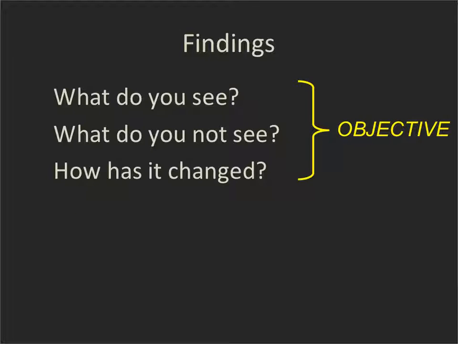All right, so after the very painful technique section, let's move on to something a little bit more interesting. So first of all, we're going to talk about the findings section. So the findings section should include objective information. What do you see? What do you not see? And how has it changed?